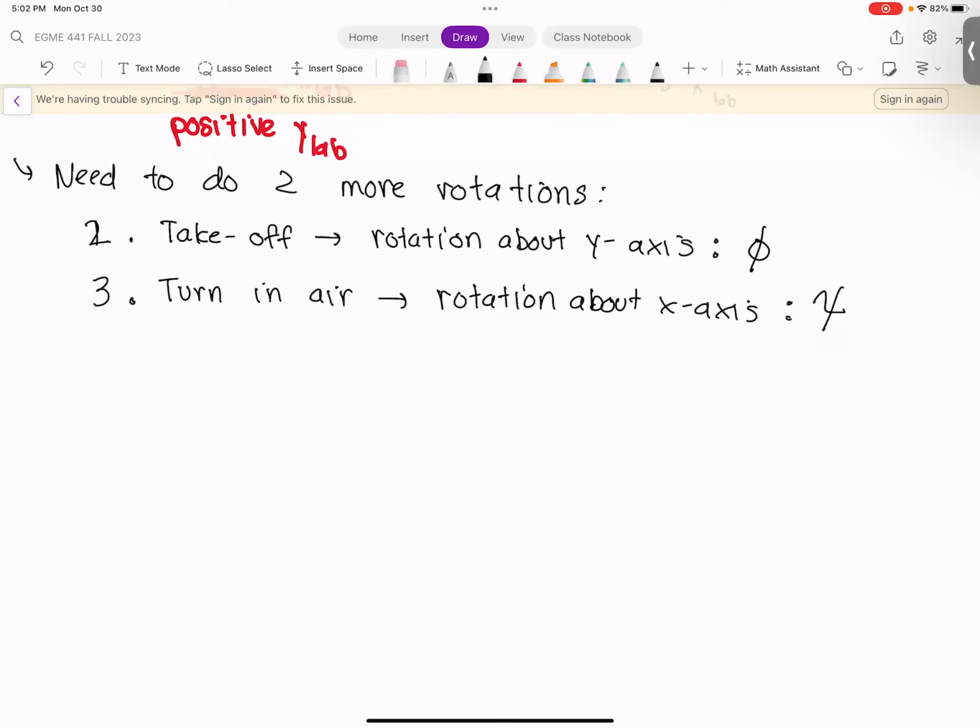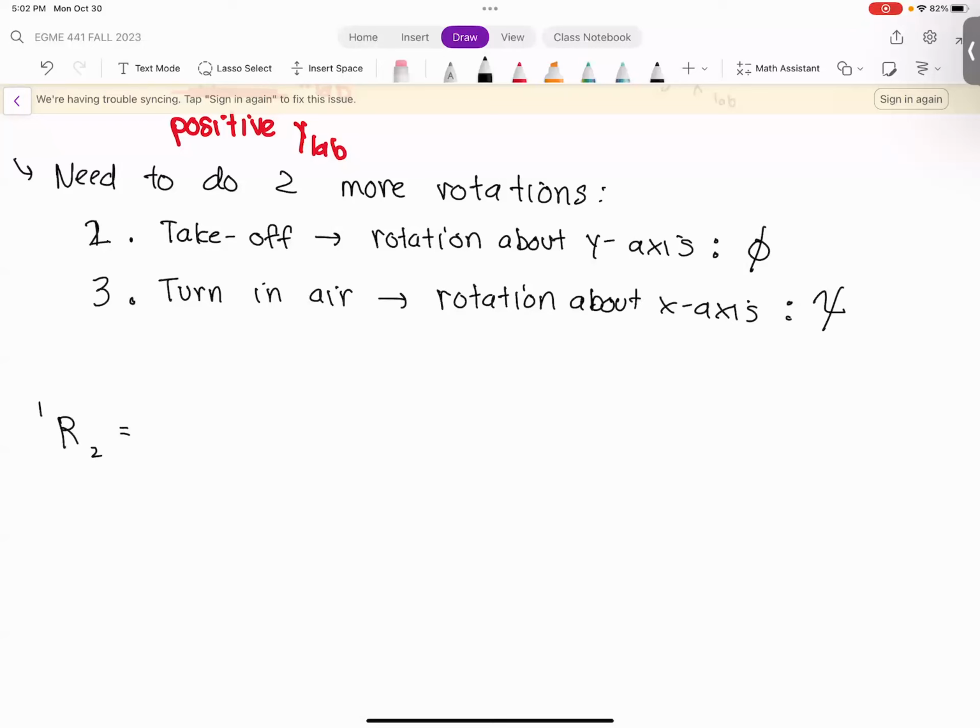Just for the sake of time, I'm going to write out what these transformation matrices look like. We're going to use the same convention that we used for the first rotation matrix. So these are going to be 3 by 3. One of the rows and one of the columns are going to be canceled out because we're only rotating in one direction at a time. And the location of the negative is going to correspond to the standard that we just drew here.